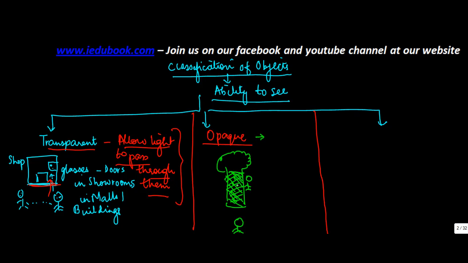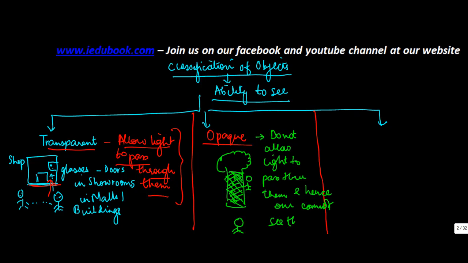If it would have allowed light to pass through it, then you would have been able to see through this wooden object. So the objects which do not allow light to pass through them and hence one cannot see through them are called the opaque objects.